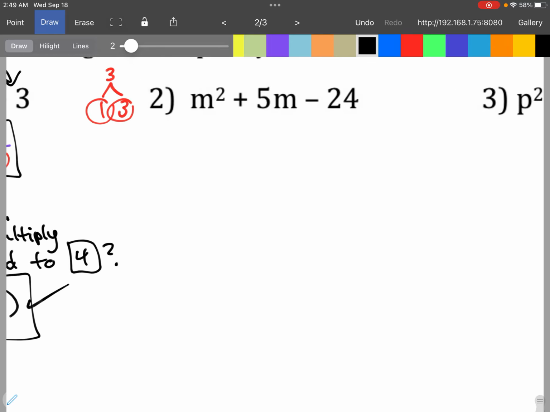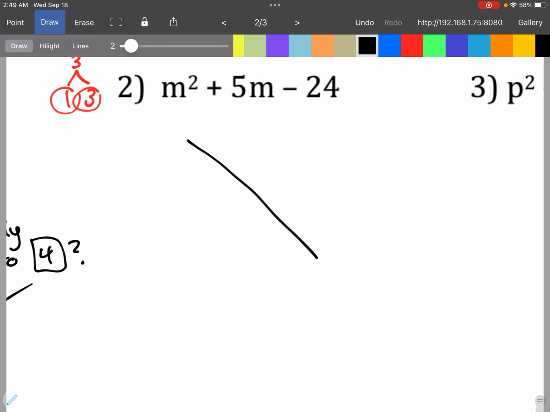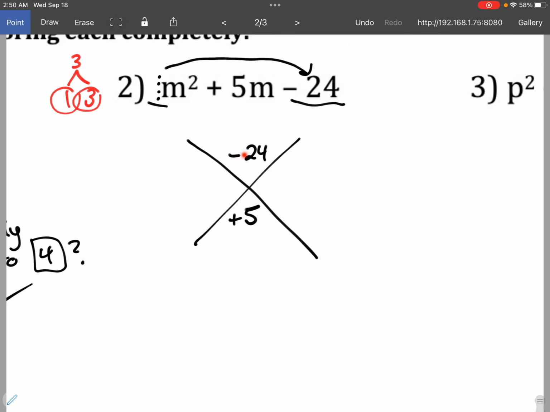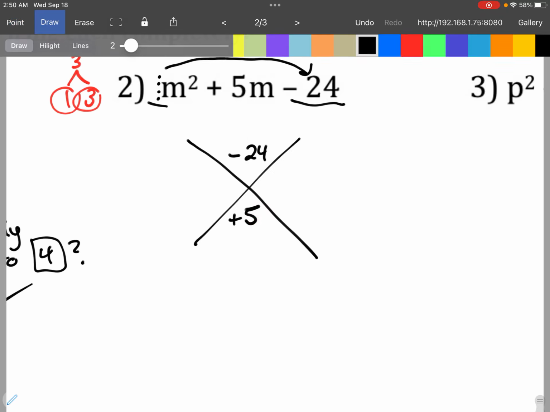Now for this problem right here, the two numbers that we multiply front and back, a times c, is 1 and negative 24. 1 times negative 24 is negative 24. And the same two numbers should add up to a positive 5. We are shopping for two numbers that multiply to negative 24 and they add up to positive 5.